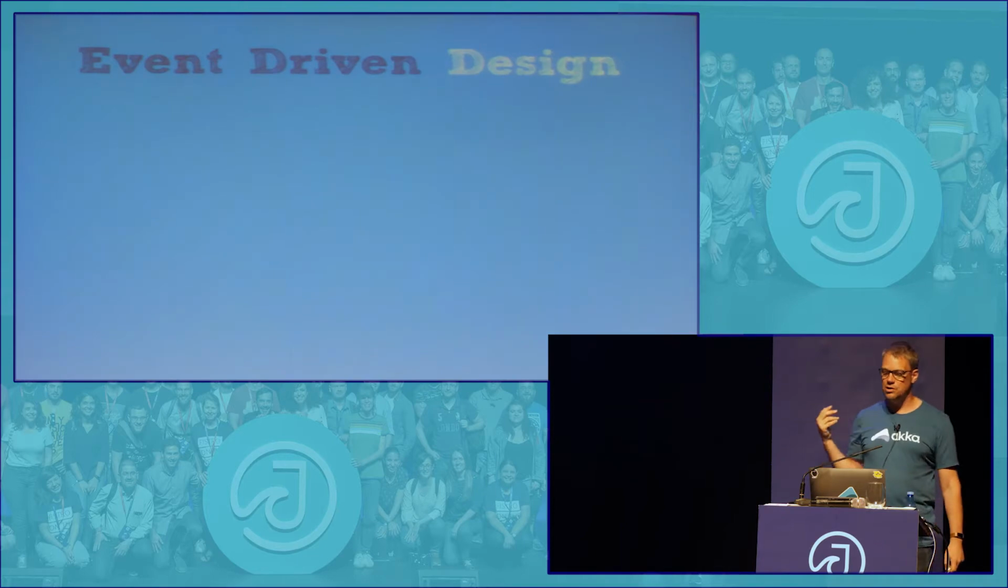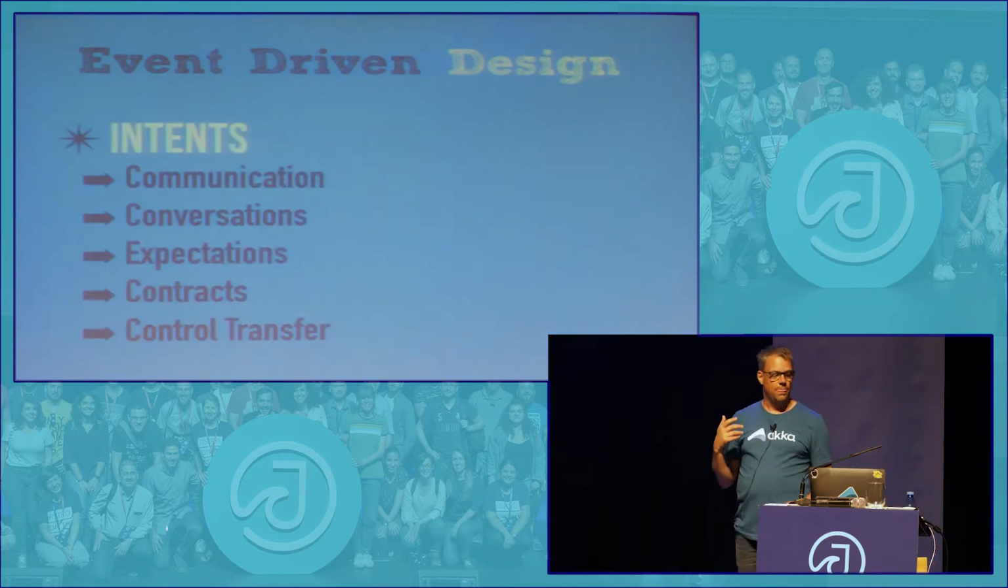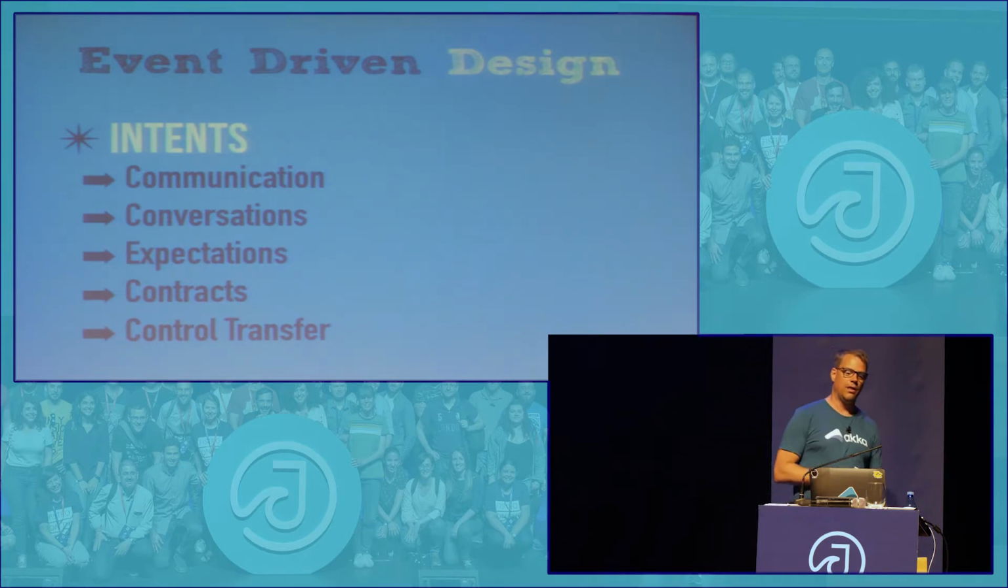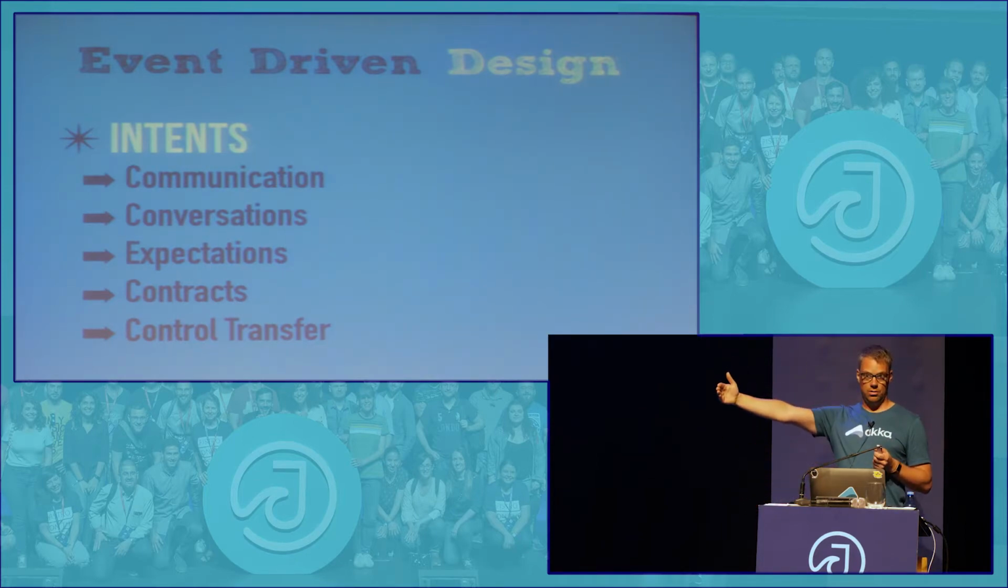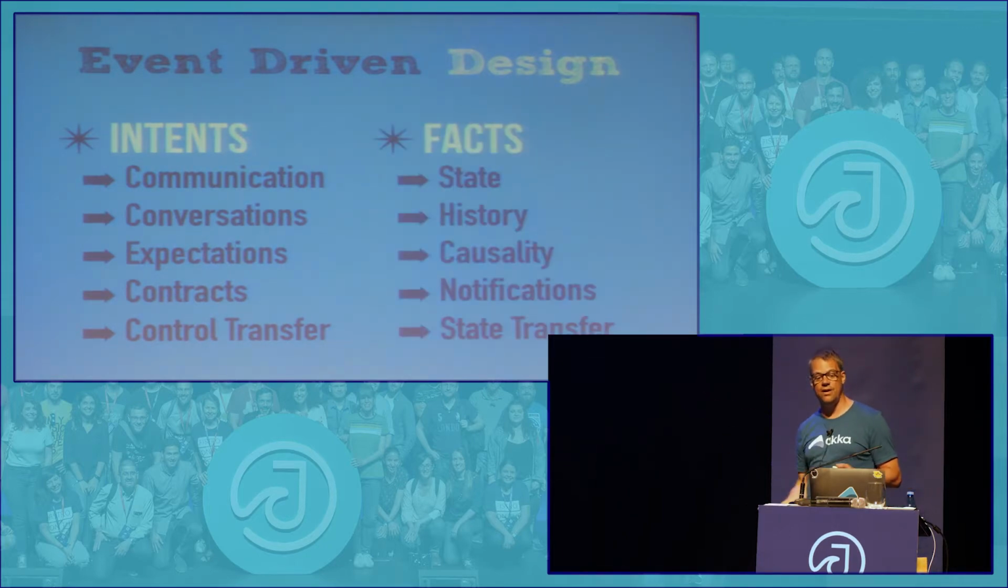Okay, so we should try to understand intents first. When we come into this brainstorm session, one thing that we should look for is intents, and intents can often be things like communication, conversation, expectations, the one thing I have on another, contracts between components, transfer of control, where I'm handing over control to someone else to do something. That's usually intent. We should also try to find facts, and facts are usually things like state, history, causality, as we talked about, notifications, and transfer of state.